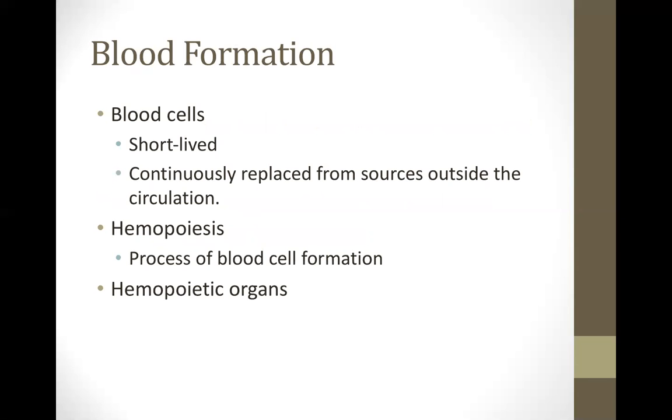As discussed before, blood cells are actually short-lived. They are continuously replaced from sources outside the circulation, and the term for the process of blood cell formation is known as hemopoiesis. And we have actually hematopoietic organs. These are bone marrow, spleen, and liver, but we will be discussing the stages of hemopoiesis in a while.